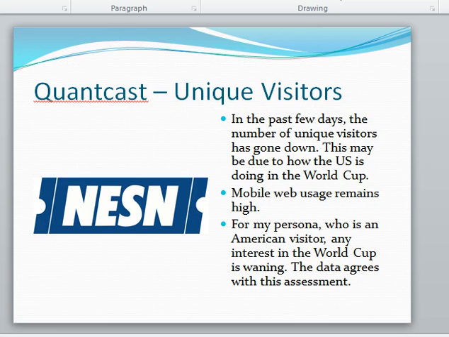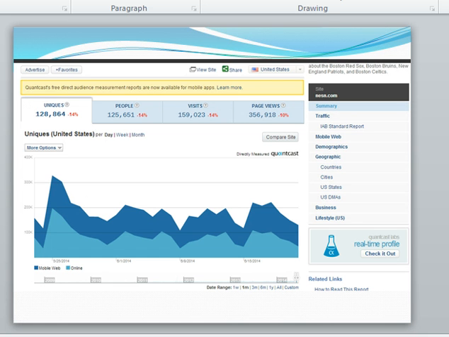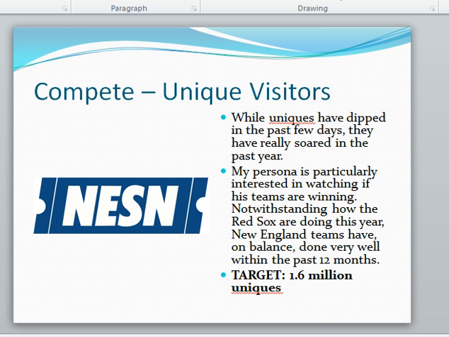For my specific persona, who is an American visitor, any interest in the World Cup is probably waning because the United States isn't doing so hot. The data agrees with this assessment. And here's Quantcast, and you can see that figure is starting to go down. Now the darker ribbon at the top, that's mobile usage. That remains rather high.